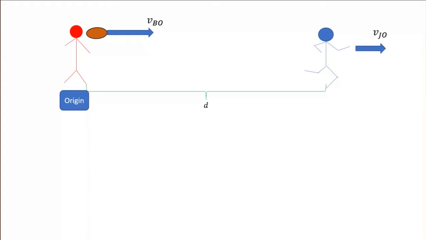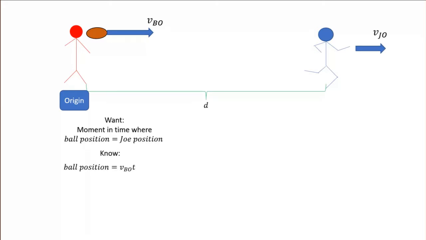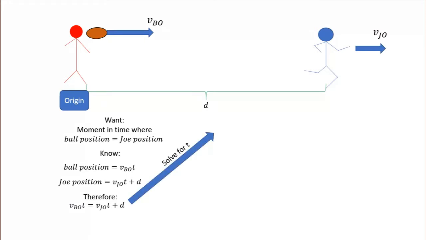Now, what we are looking for is the moment in time where the position of the ball equals the position of Joe. So on the one hand, we know that the position of the ball is given by VBO times t. On the other hand, the position of Joe is given by VJO times t plus d, since at the moment the ball was thrown, Joe was already some distance away from Jane. So now we set these two equal to each other, and we solve for time. I recommend pausing here and trying to do it yourself before watching me do it.